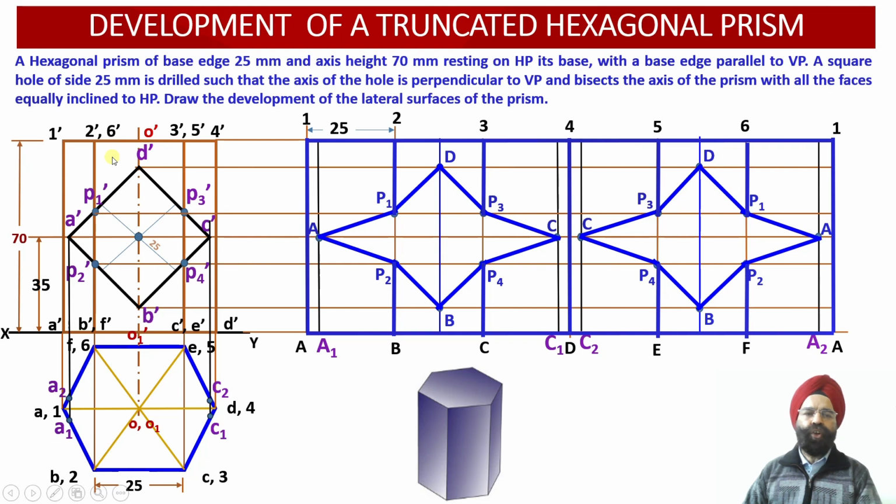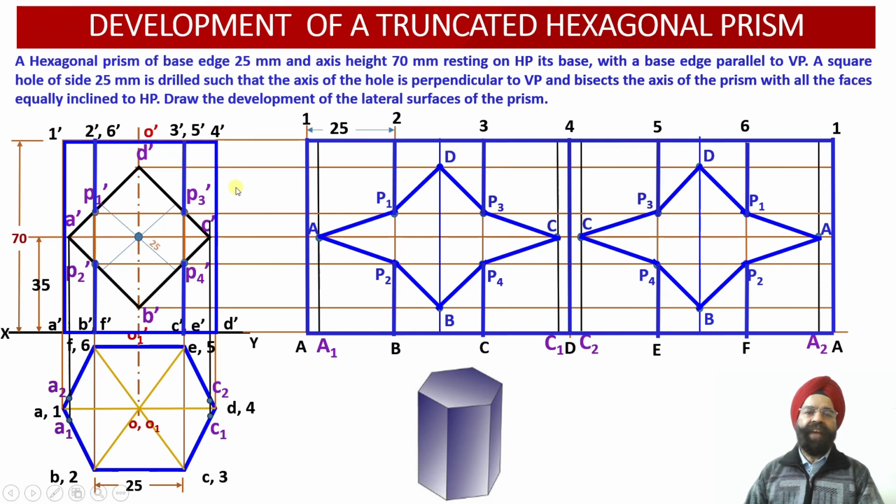Similarly, we can also join the uncut portion of the hexagonal prism which will be visible to the observer. So this boundary will be visible, and these 2 vertical edges 2 dash B dash and 6 dash F dash, this portion will be visible to the observer. Similarly, corresponding to these 2 vertical edges 3 dash C dash and 5 dash E dash, this is the remainder portion of the solid which will be visible to the observer from the front view. So this is all for today.